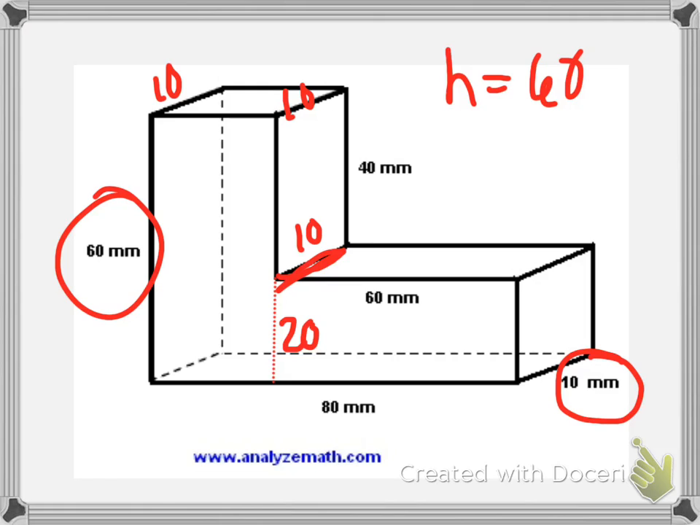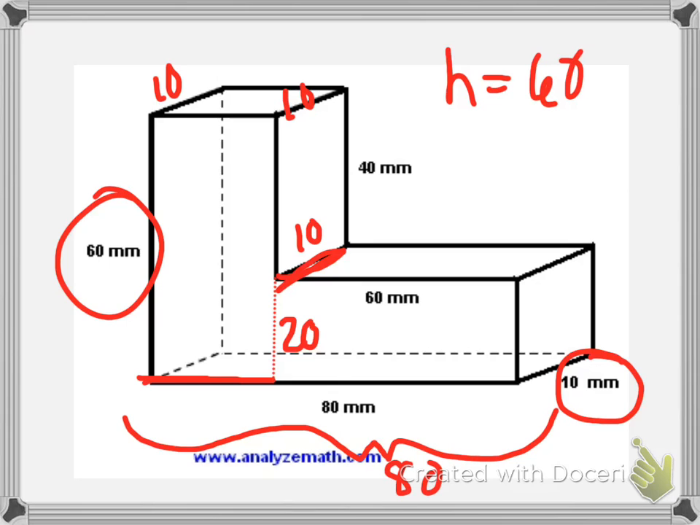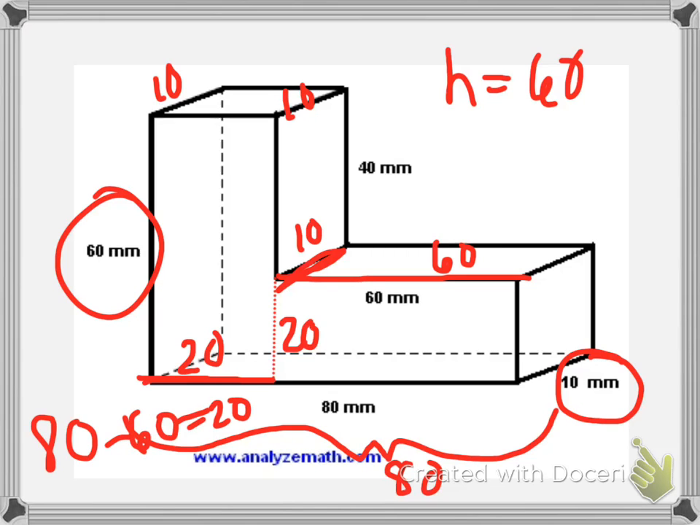Now, how do we find our length? Well, we know this whole thing is 80, and we know from here to here is 60. So 80 minus 60 is equal to 20. So now we have our measurements. Our height is 60. Our base is 20. And our width is 10.